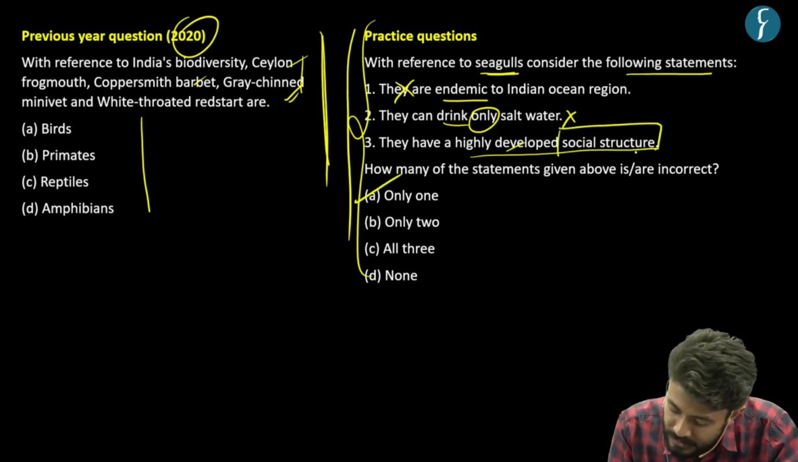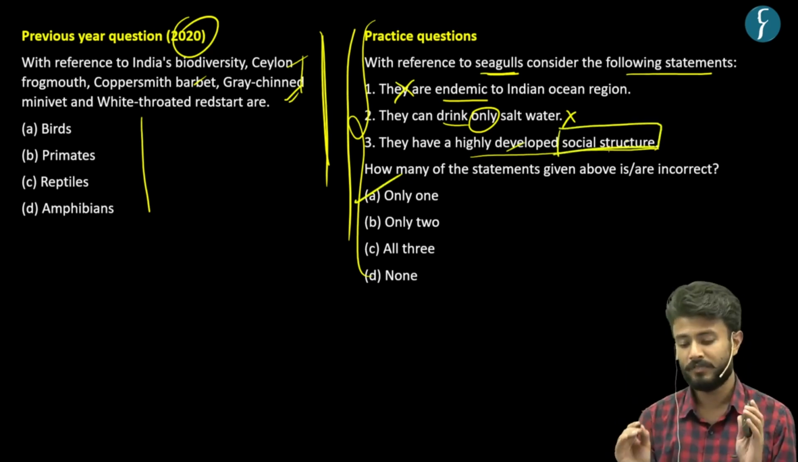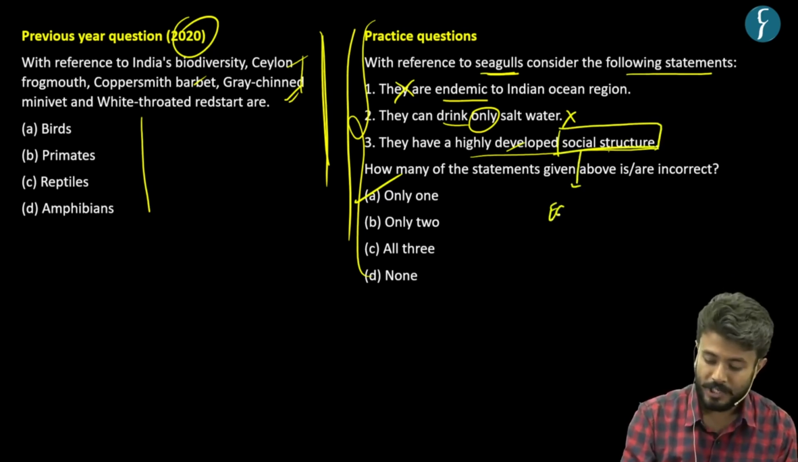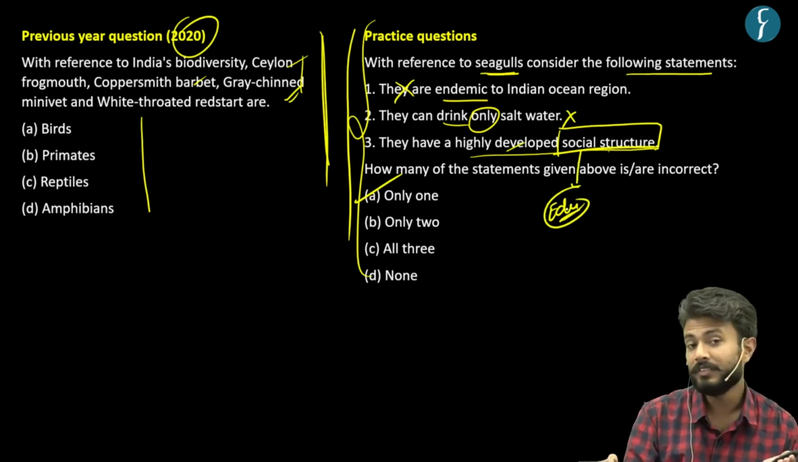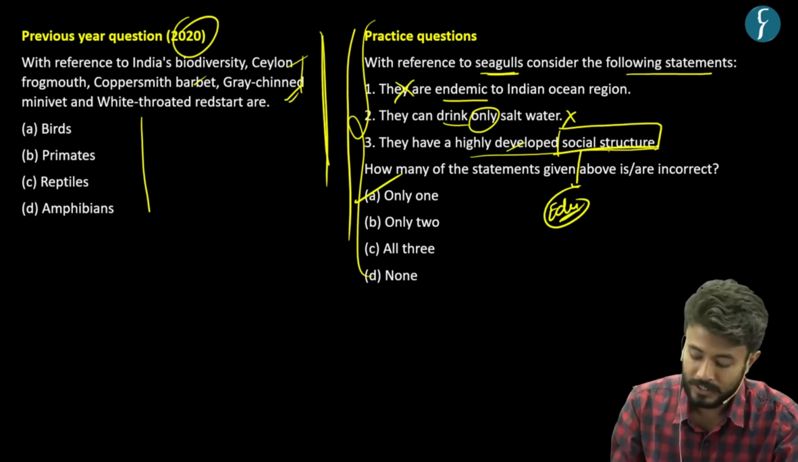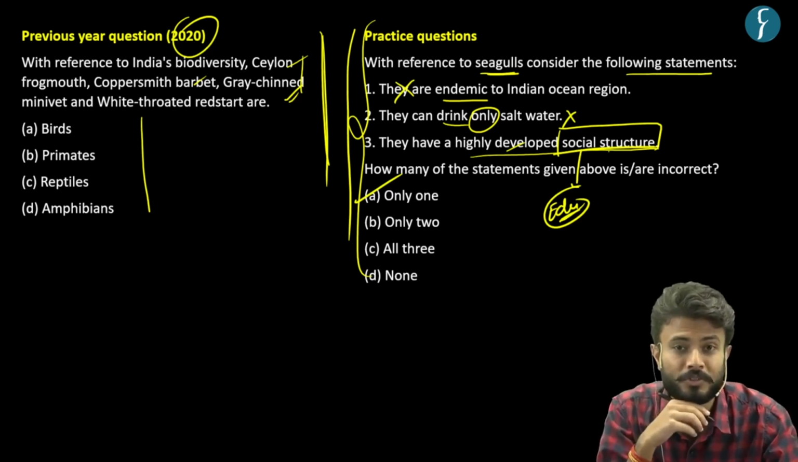And by this, what do we mean? One of the examples of this highly developed social structure is that the education levels of their offspring are very great. Now, education obviously does not mean that they are also reading the ecology and environment for the UPSC.